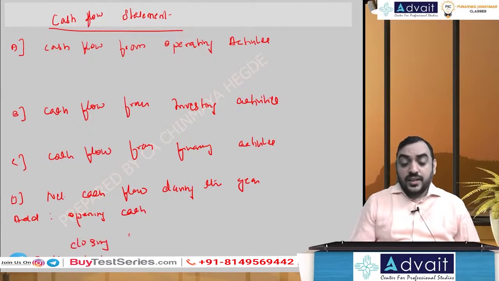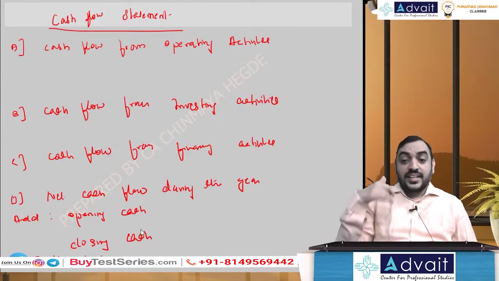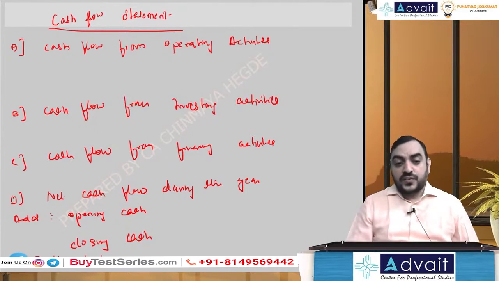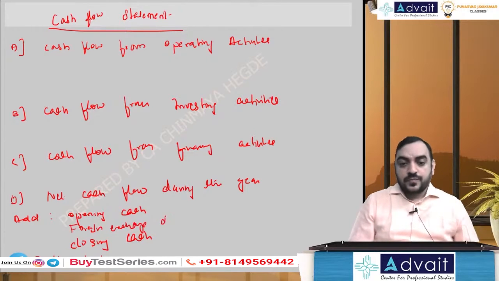Okay, now between net cash flow and add opening, there is one more thing that will come, especially towards this foreign exchange difference. So you should write adjustment for foreign exchange difference. This is an extra line item. Foreign exchange difference only towards cash equivalent. Okay, fine. I'll tell you what that is.